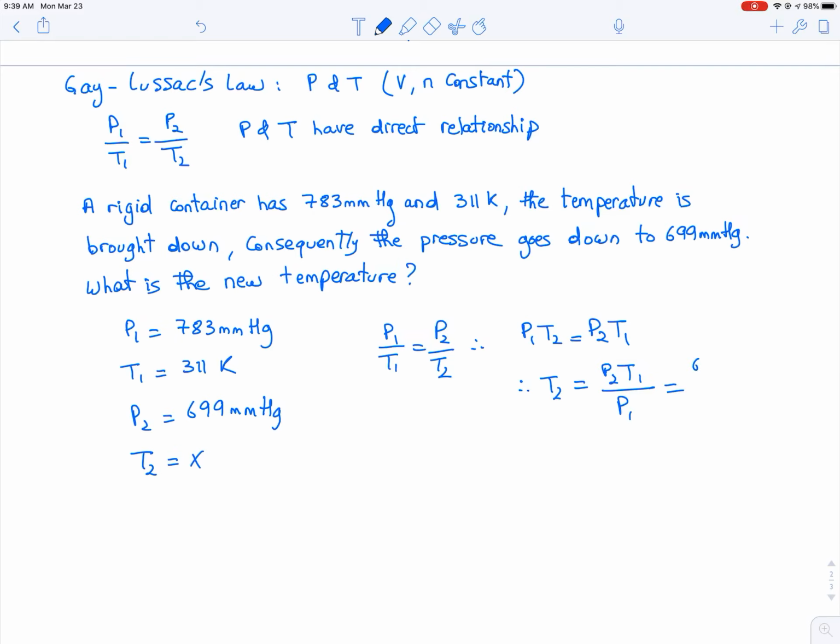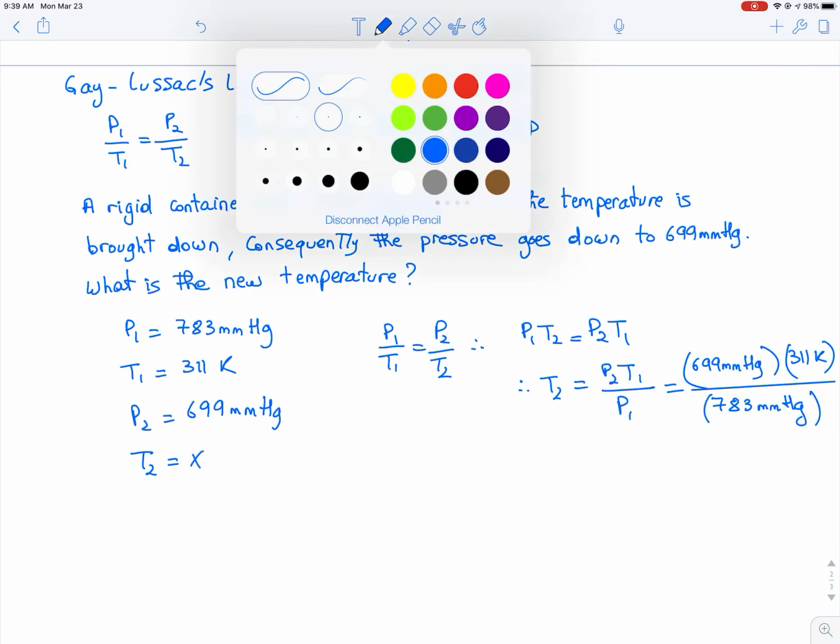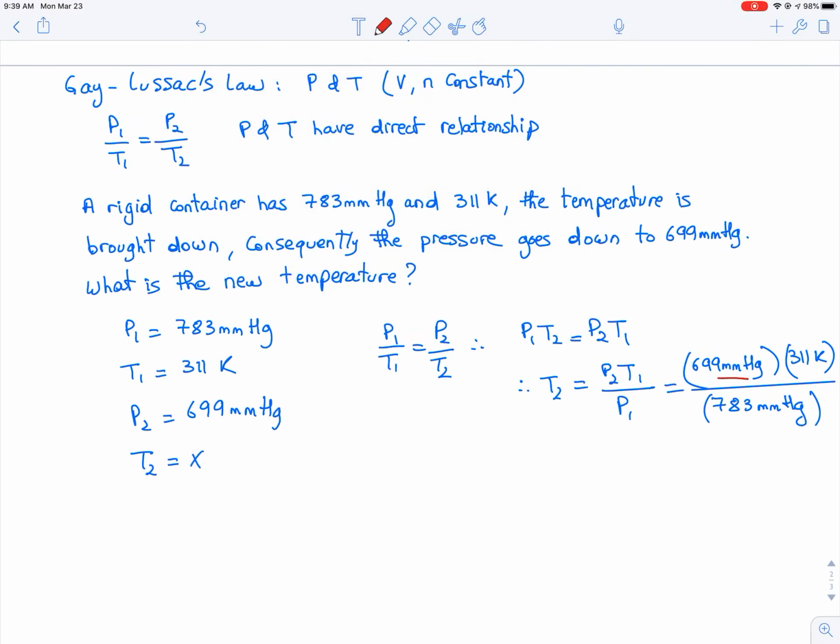And so P2 is 699 millimeter mercury times T1, which is 311 Kelvin. And on the bottom, P1 is 783 millimeter mercury. Okay, so why is it that I don't care what unit it is in? As long as the pressure is in the same unit, I'm good. It could be ATM, it could be millimeter mercury, it could be kPa, I don't care, or you can try it with all three different kinds of units, and you should find the same answer if you're doing things correctly.